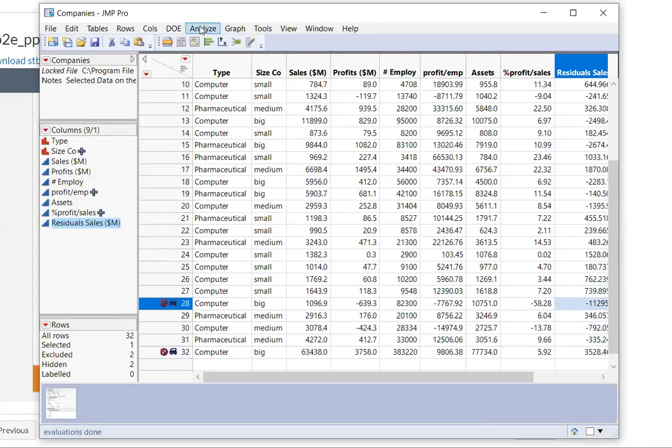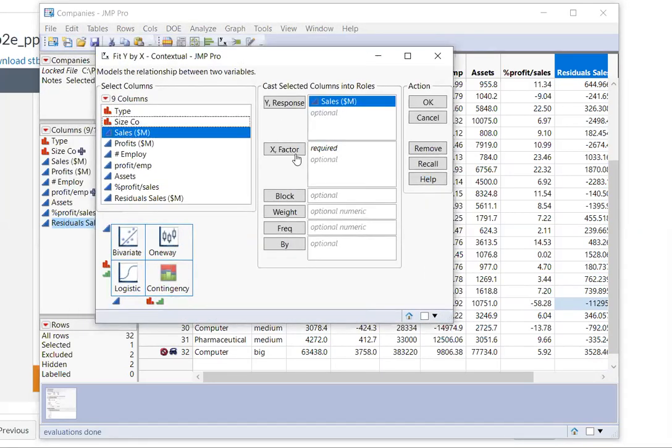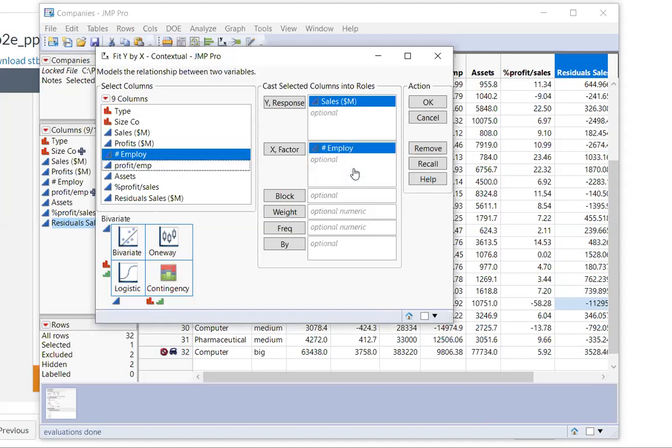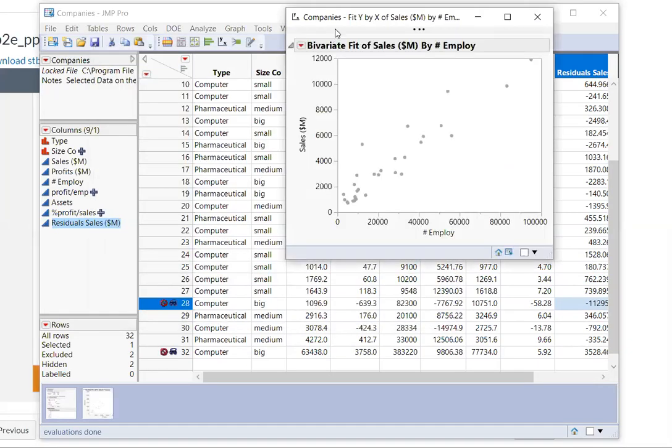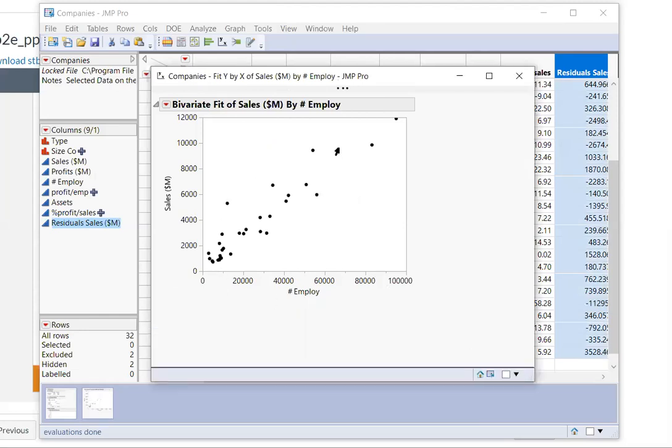All right, so I redo the analysis. Fit Y by X, sales, number of employees. Again, we're not 100% sure that only these outliers are the reason that we have those negative effects and a model that's not reliable. We try to check one by one. So I click OK. My scatter plot looks much better this time, right?